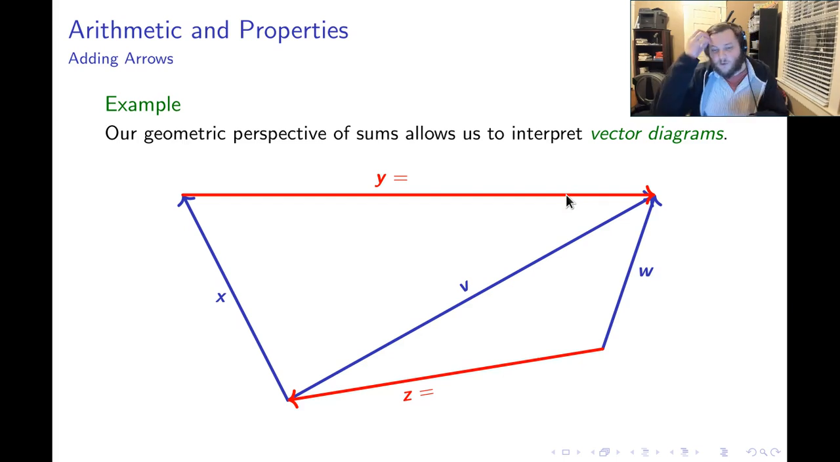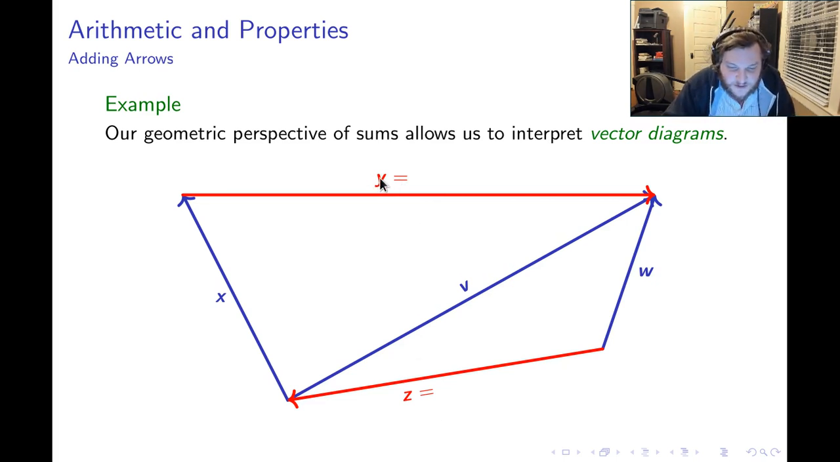Sometimes we'll find ourselves looking at a diagram where there are lots of components, lots of different vectors pointing in different directions. And sometimes it's useful to figure out how some of those vectors relate to one another. So here I have a diagram with a bunch of different vectors pointing in different directions. Let's say I know what the vectors in blue are. So I know x, I know v, and I know w. But let's say that I'm not so sure what the vectors in red are. So maybe I don't know what y is, and I don't know what z is. Well, I can figure out formulas for y and z with vector arithmetic.